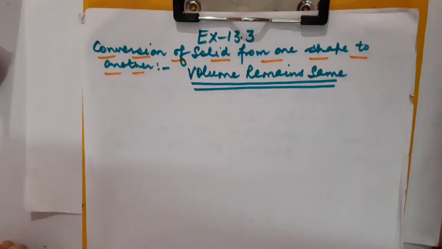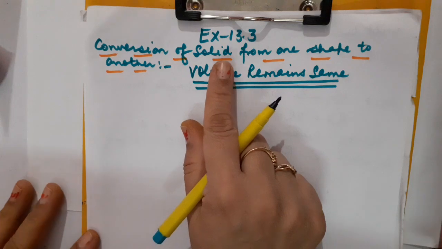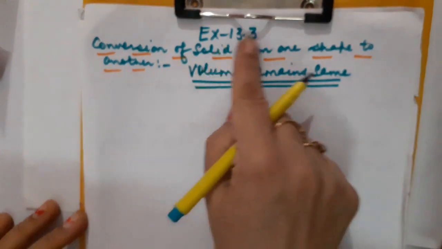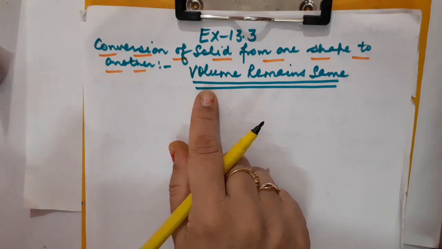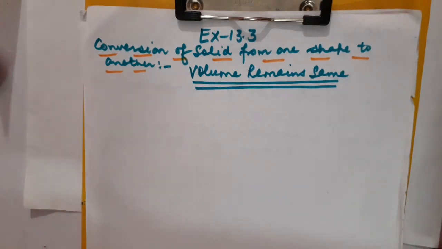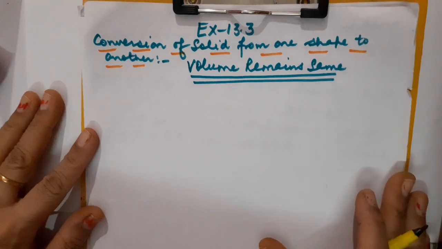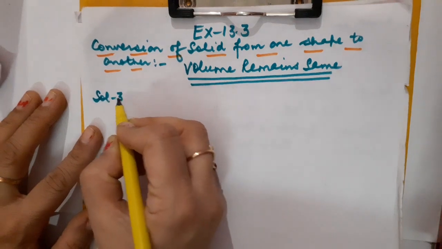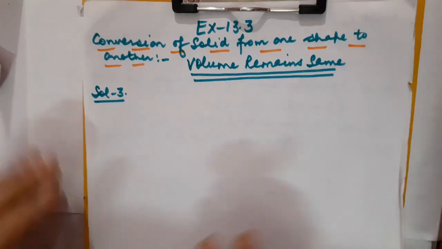Clear? So children, always remember, whenever you are given a solid that has been recast and given the shape of another solid, then their capacity, their volume, their capacity of holding the liquid would always remain the same. Okay, so let us do one question based on the same concept. Children, questions 1 and 2 are quite simple, that you can do yourself. So I will be taking question number 3 from exercise 13.3. Please listen to the question carefully.